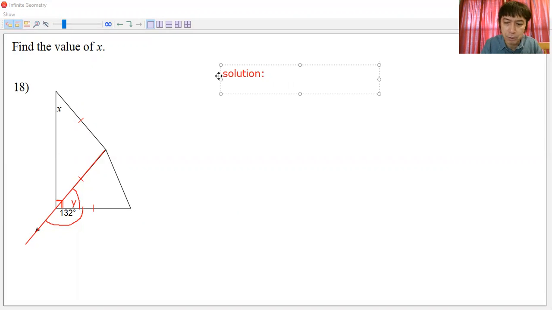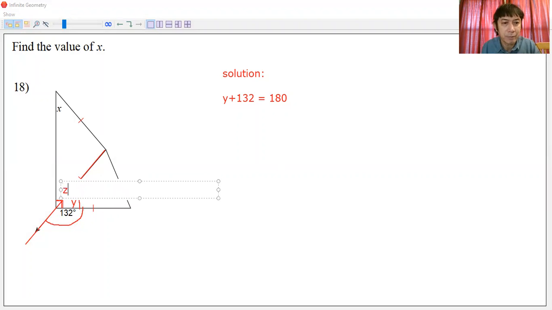Here's our working equation: y plus 132 equal to 180. They form a linear pair because this is straight. And so you'll be able to solve for y, and the other angle inside we can call with another letter, say z. And notice the z and the y, they are complementary.